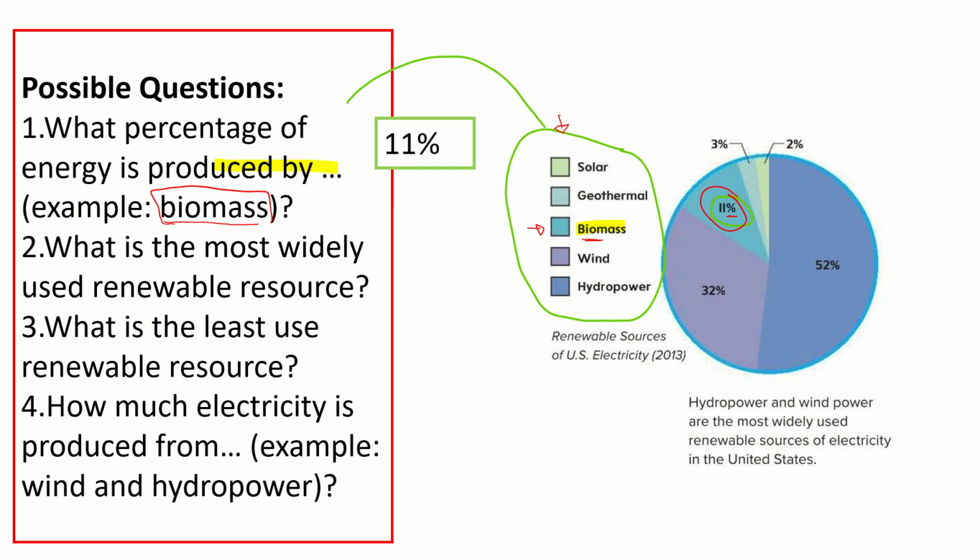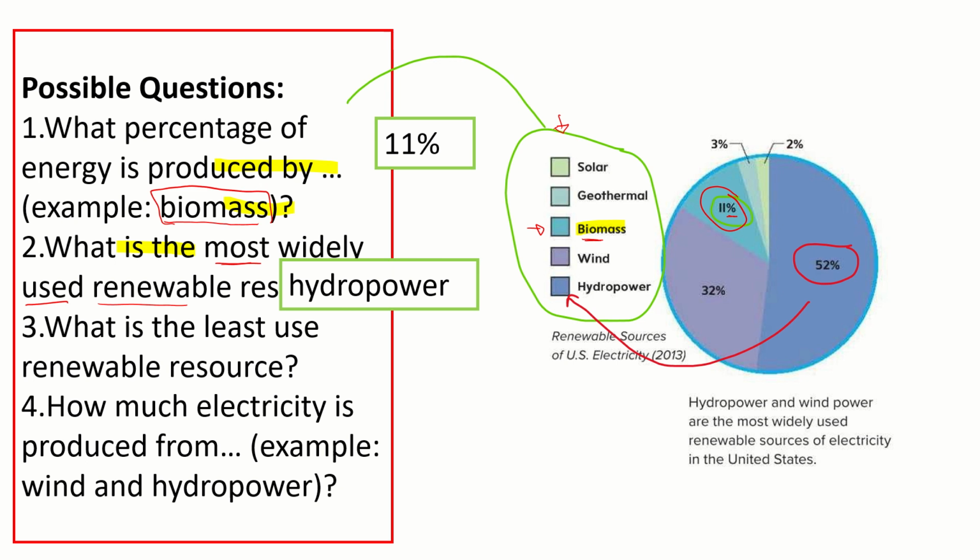Question 2. What is the most widely used renewable resource? If I look at my number, the biggest number is hydropower. Question 3, what is the least used renewable resource? So least would be the smallest number that I have, and that is solar.